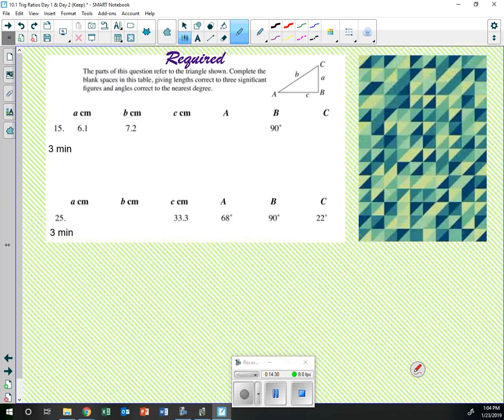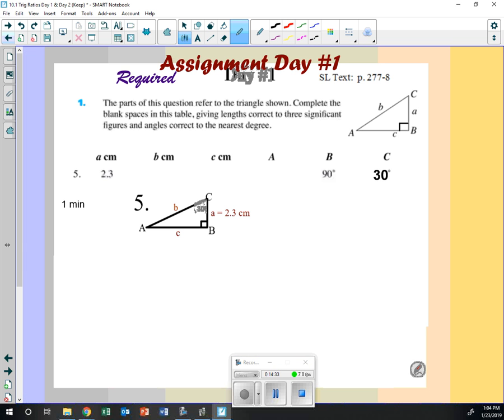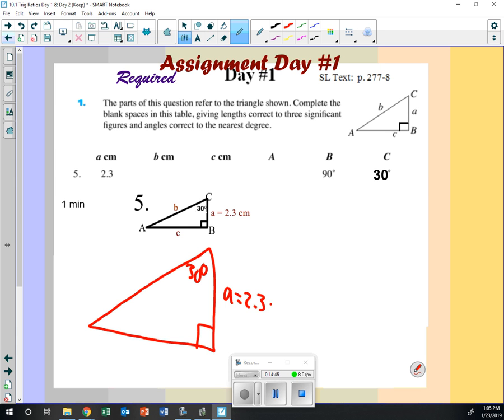I'm going to go back to this number 5. Let's do this one together. What can you tell me? I'm going to make this a little bigger. What can you tell me just by looking at this that I can figure out real easily? What can I figure out? Angle A. Yeah. What is angle A going to be? 60. You got it, because they have to add up to what? 180. As long as this is 90, so 180 minus 90 is 90, minus 30 is 60.